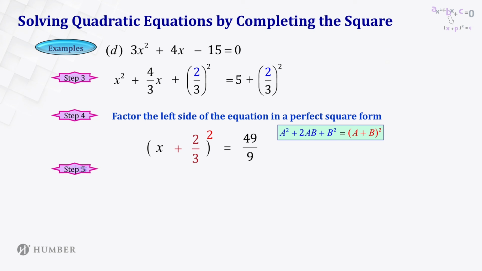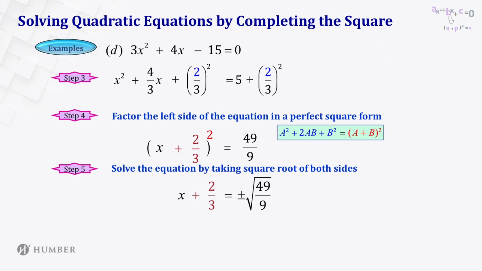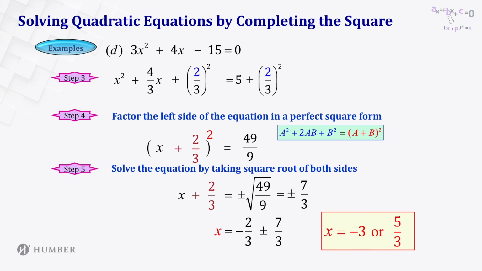Step 5. Solve the equation by taking square root of both sides. Then we have x plus 2/3 equal plus or minus root of 49/9, which is simplified as plus or minus 7/3. Isolate x by moving the constant term 2/3 to the right side, and simplify to get the solutions as shown.